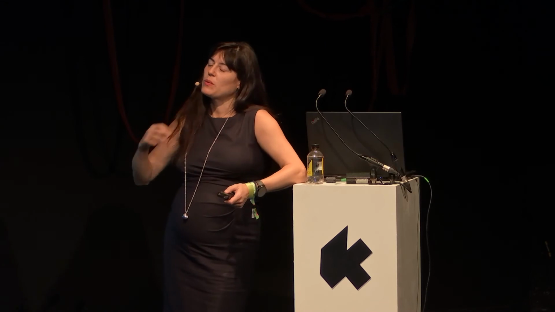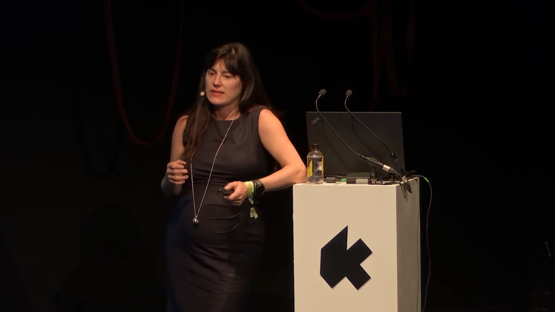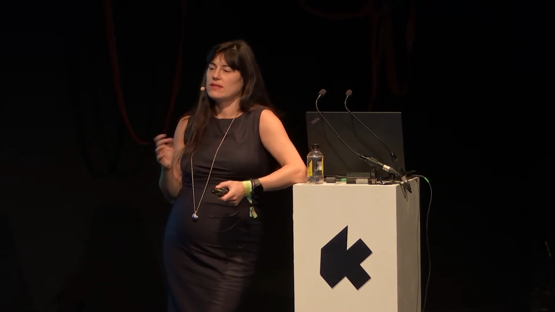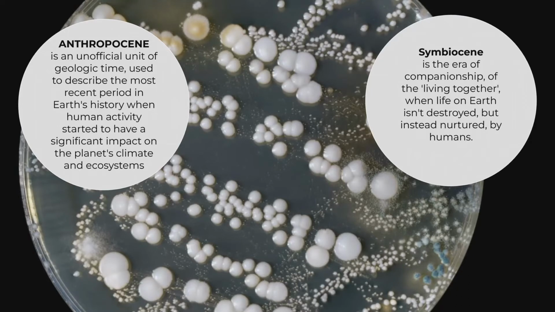So this is the era that we are living, but what we want to do and show with this practice is that we need to shift from the Anthropocene to the Symbiocene. And the Symbiocene is the era of companionship, the era of living together, when life on Earth is not destroyed, but instead is nurtured by humans. Because humans are nature, actually. We are very natural, if you think about it.